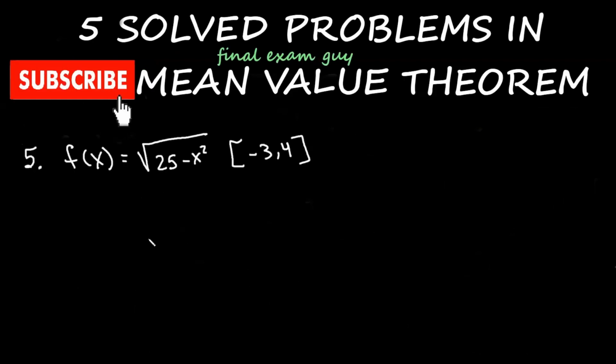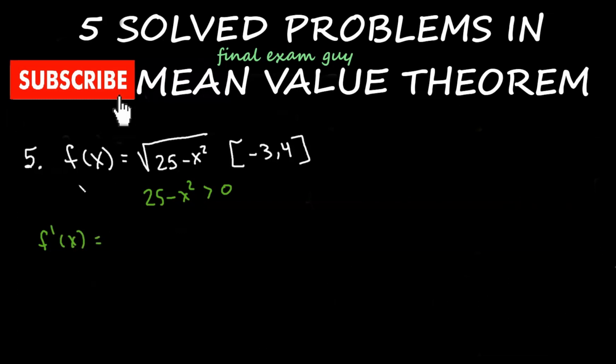Alright guys, so the last problem is f of x is equal to the square root of 25 minus x squared on the interval negative 3 to 4. Is it continuous? Yes, if we plug in all values, we don't get anything strange. It is differentiable since 25 minus x squared is greater than 0, no matter which value you put in here. So let's find f prime of x, and this is going to be a chain rule.